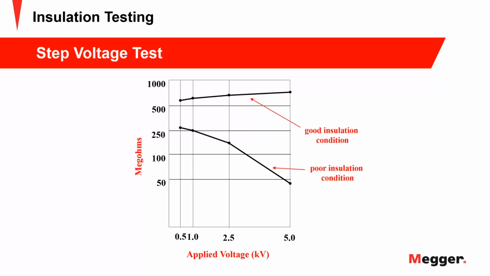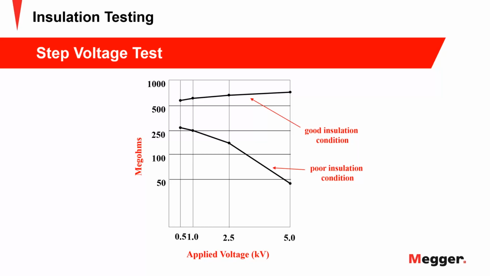So you should get a line that looks like the top where it stays relatively flat. If you see something like the bottom line where every time you've increased the voltage, you get a substantial decrease in your insulation values, then that's telling you, okay, there's problems here.